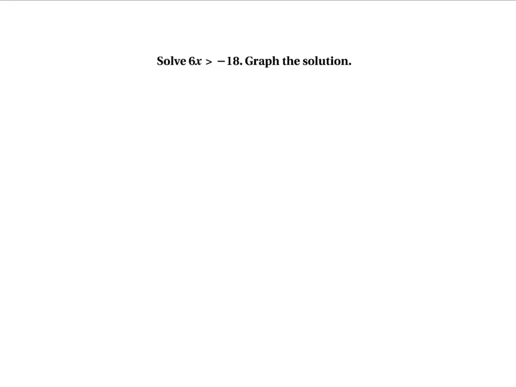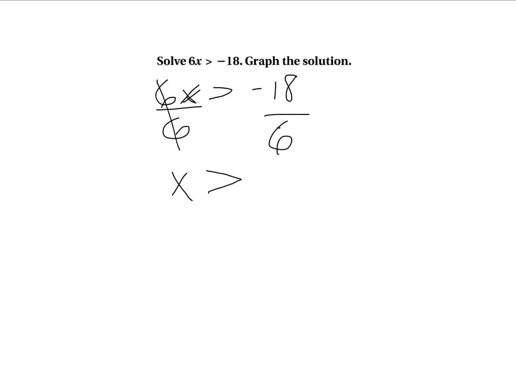Okay. Another example here, solve 6x is greater than negative 18. Let's go ahead and solve this. I'm going to rewrite it here, and I'm going to divide by 6 on both sides. When I do that, that cancels out the 6's, and I'm looking at x is greater than negative 18 divided by 6, which would be a negative 3. Again, I'm not going to flip because I divided by a positive. I only flip when I multiply or divide by a negative, and I did not do that here.